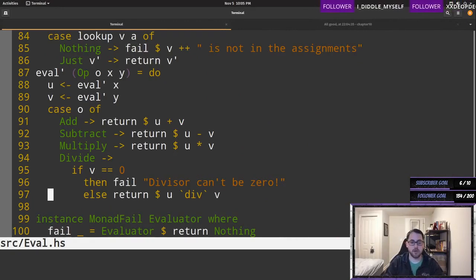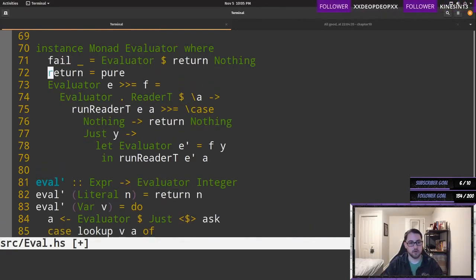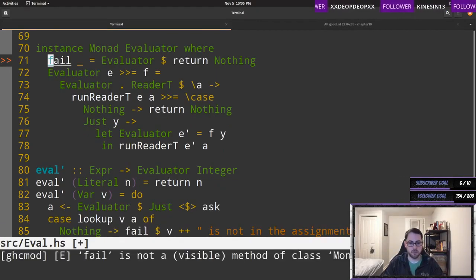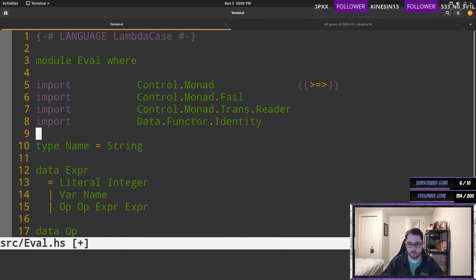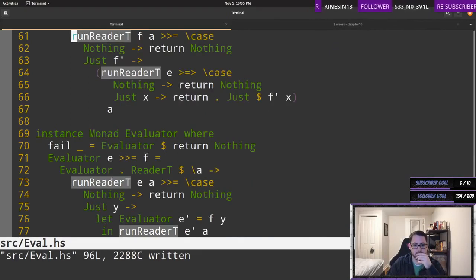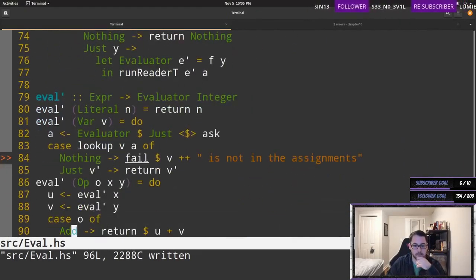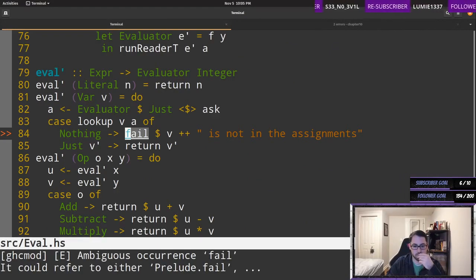Oh, also, I don't need... What I can do is actually move this here. I don't need this anymore. And then I can get rid of this and this, I think.